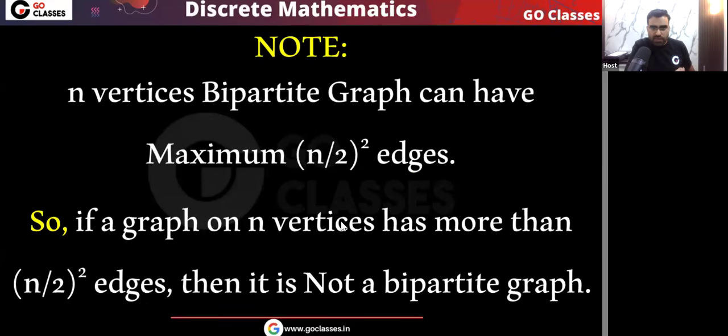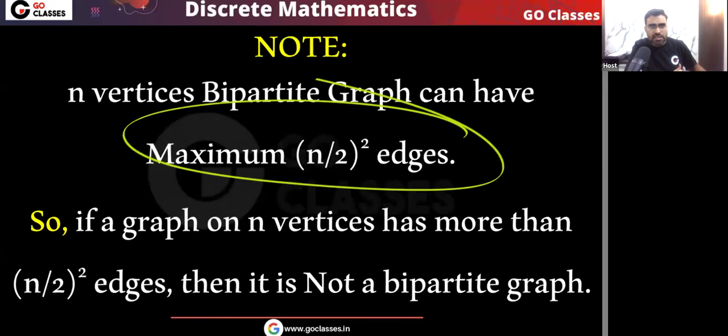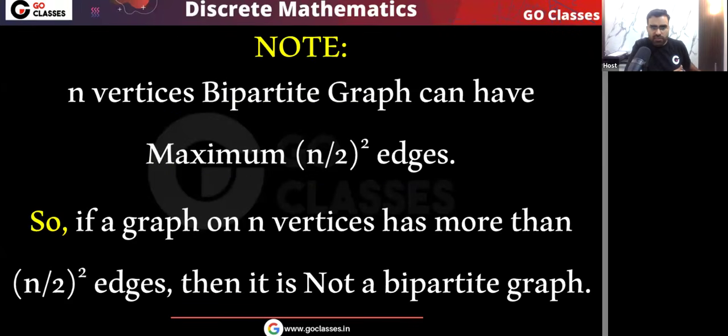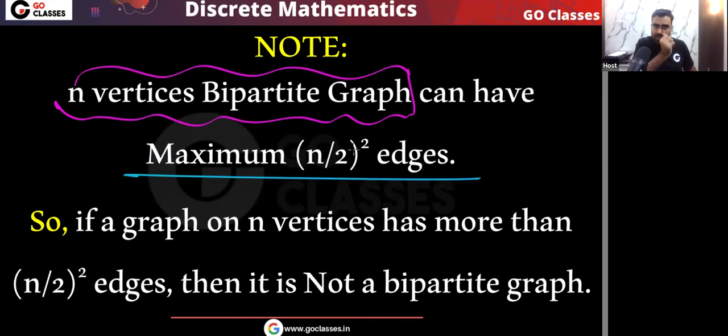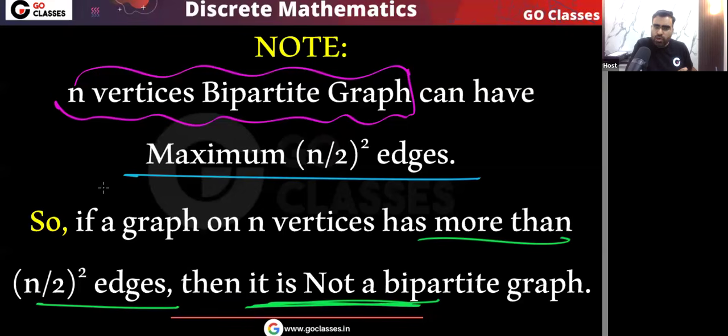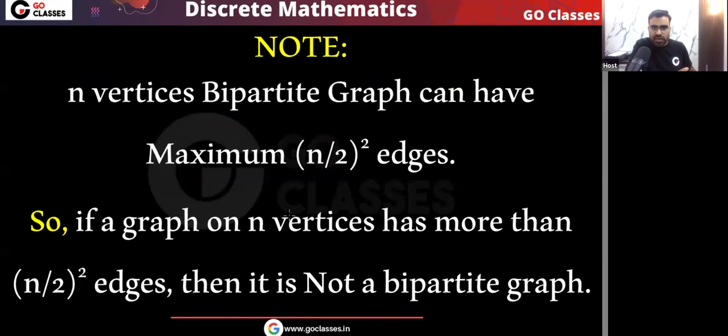So, if a graph on n vertices has more than these many edges, then it cannot be bipartite. This is a very interesting result. Please focus here. We have already seen that a bipartite graph on n vertices can have at most n by 2 whole square edges. So if a graph has n vertices and more than n by 2 whole square edges, then definitely it is not bipartite. Do you agree? Yes or no? So this is the point: if a graph on n vertices has more than n by 2 whole square edges, then it is not bipartite.